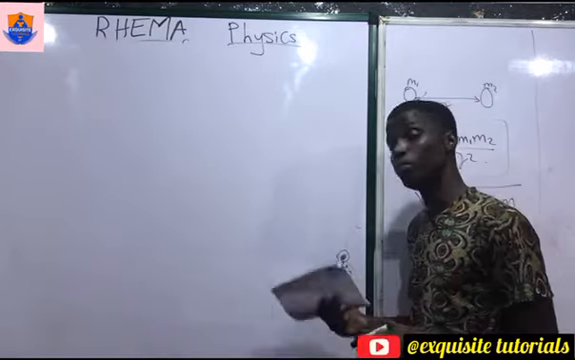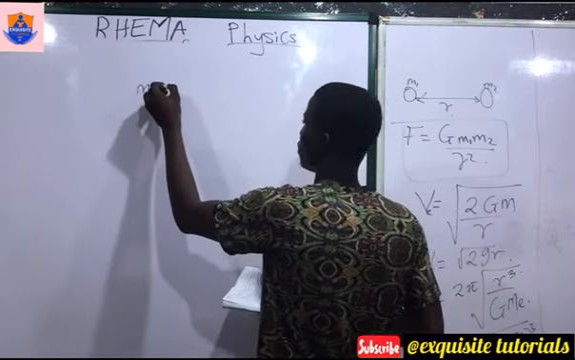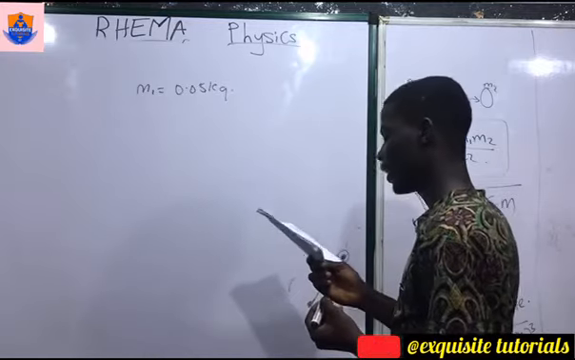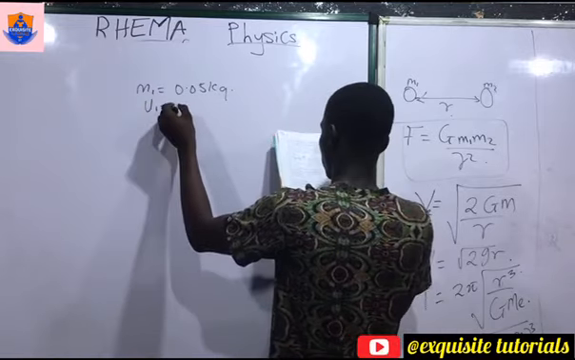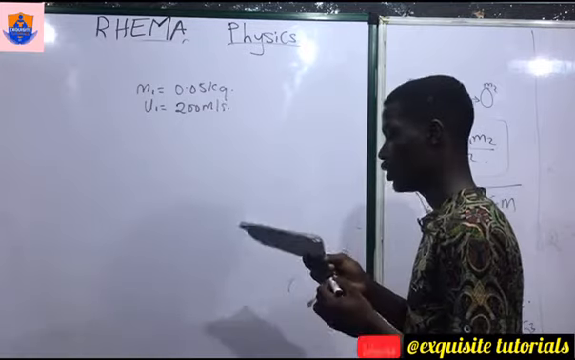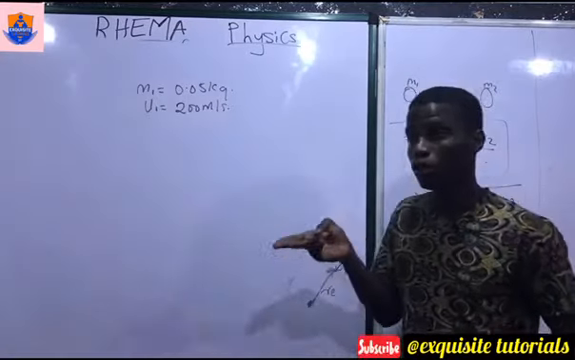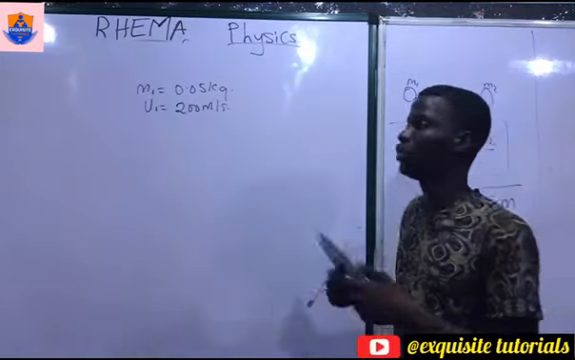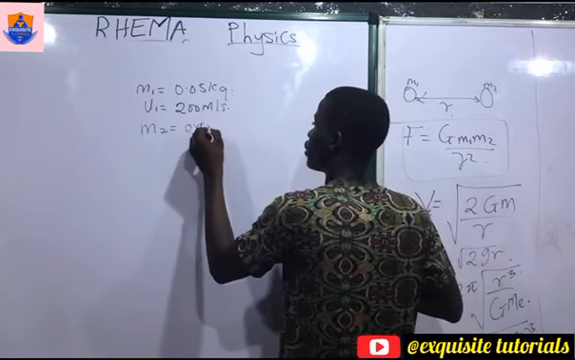They said a lead bullet of mass 0.05 kg, so the M1, the mass of the object, is 0.05 kg, is fired with a velocity, the U1, of 200 meters per second into a lead block of mass. So you are shooting a gun into a lead block. The block definitely is stationary. The M2, the mass of the lead block, they said is 0.95 kg.